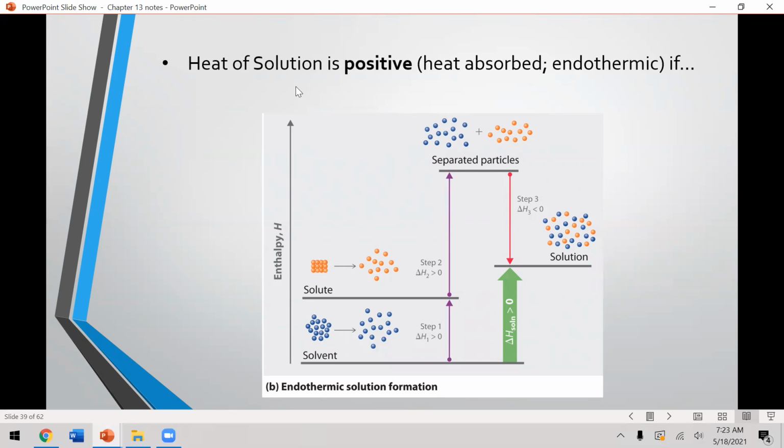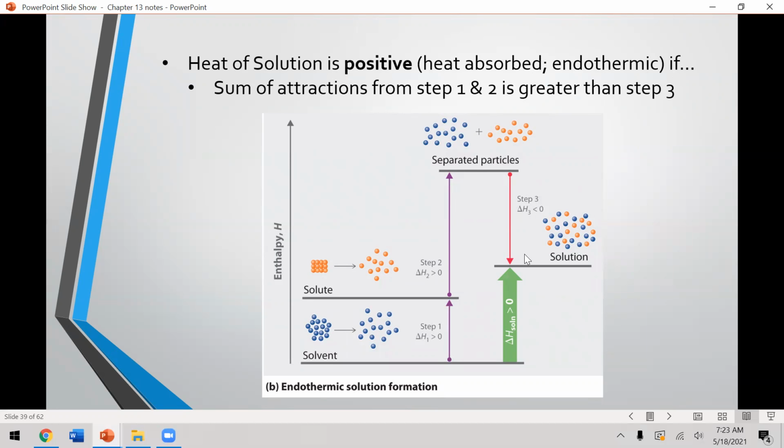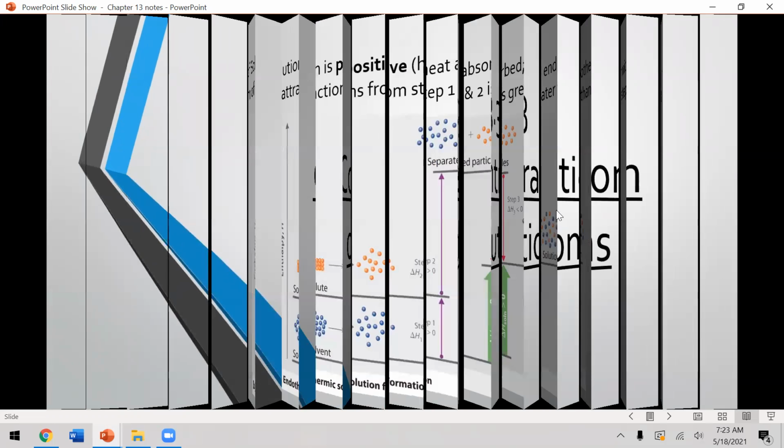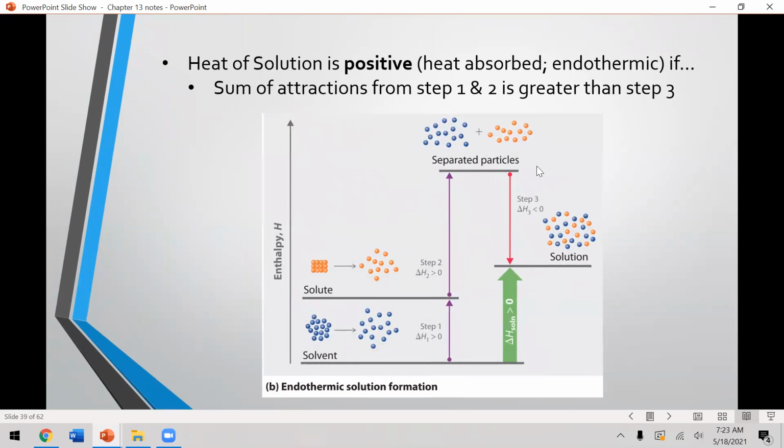If you have a heat of solution that's positive, you have heat being absorbed, it's endothermic. So if steps 1 and 2 are greater than step 3, you've got an endothermic solution. If it looks like this, where the upward arrows are greater than the downward arrow, you have this excess positivity, it's endothermic, it's absorbing into the system. Okay, so that is part 2 of chapter 13.